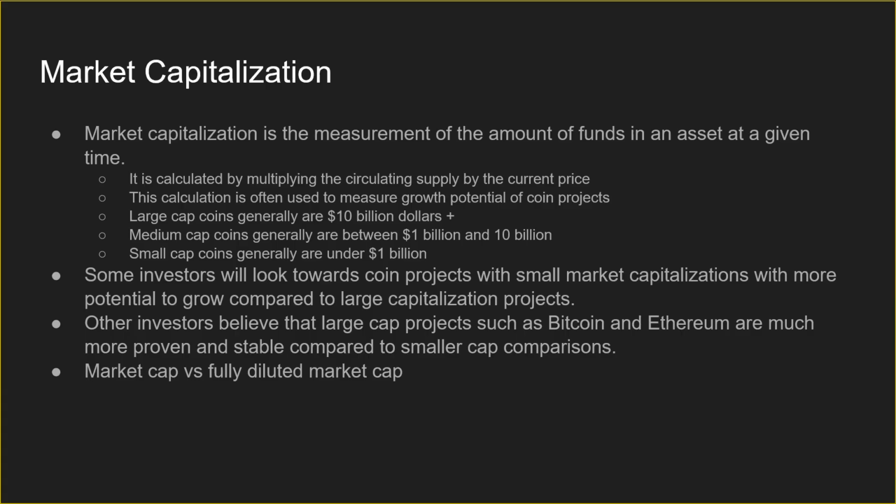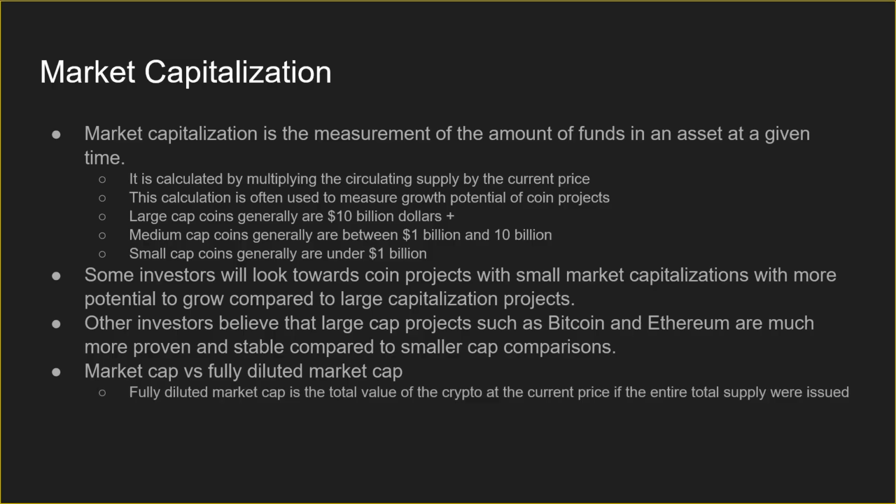Now, there are differences between the market cap and the fully diluted market cap. The fully diluted market cap is the total value of the crypto at the current price if the entire total supply were issued. So let's say market cap is 18.8 million times the current Bitcoin price, or whatever cryptocurrency you are currently looking at. The fully diluted market cap would be 21 million times the current Bitcoin price. And that's because 21 million would be the entire total supply of Bitcoin.